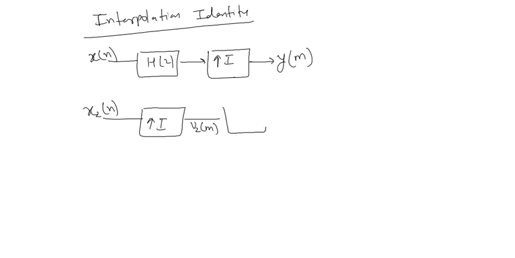And then you are passing through a filter. So here, in the previous case, you saw that we have to multiply by some factor. Okay, so here also we have to multiply by factor I, and this is also y of m. Now we are saying that these two systems are equivalent. Now you have to prove it actually.